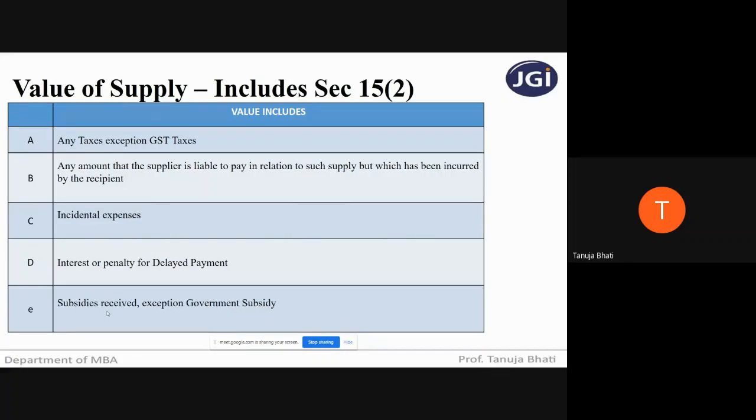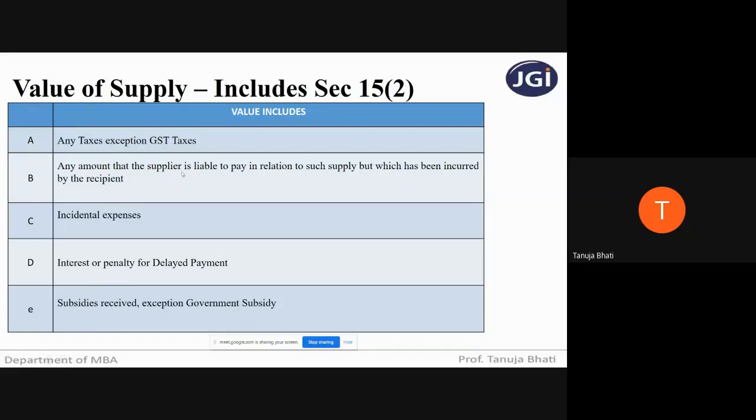They should not be members of the same family. They should not be partners of the same business. They should not be directors of each other's company. A third person should not be controlling each other. So if this is happening, they are related. And price is the sole consideration, which means it should be in monetary value. The transaction should not be in a non-monetary form of consideration.